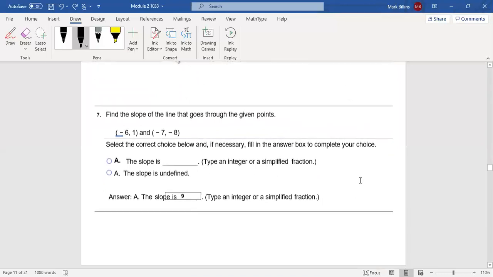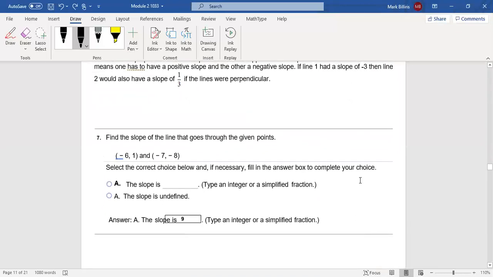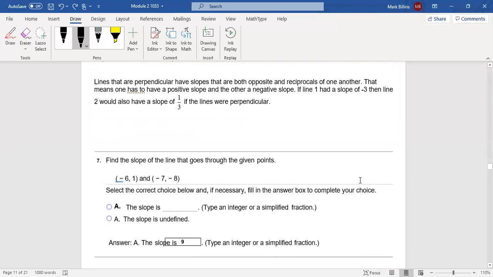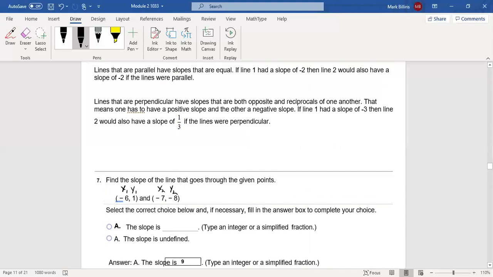So the first thing we're going to do is find the slope of a line given 2 points. So here we have -6 and 1. What I like to do is label the points. I like to call the first one x sub 1 and y sub 1, and the second x sub 2 and y sub 2. When you label them, it makes it much easier to put the values into the formula.